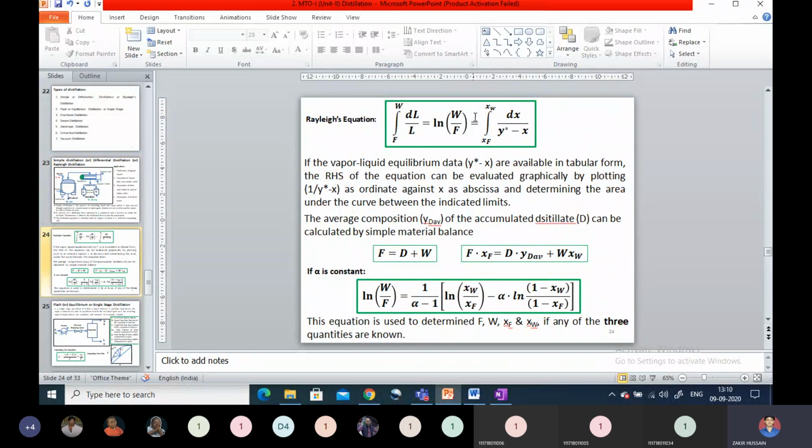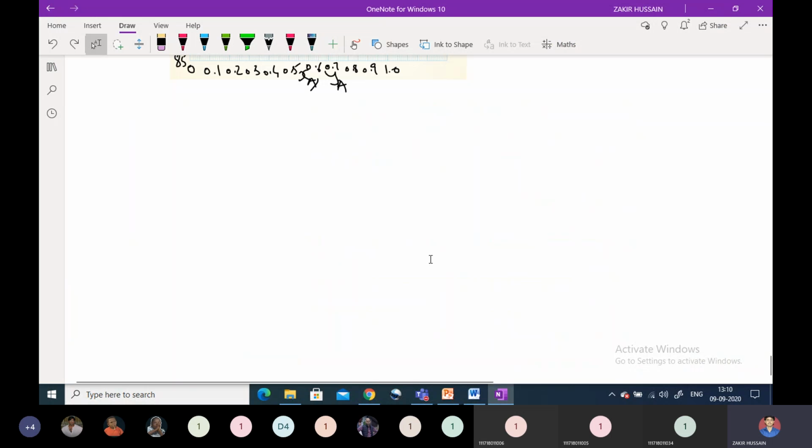This is called Rayleigh's equation. How to derive this equation? We have to see this. For example, consider this is a still. I am using a different color.